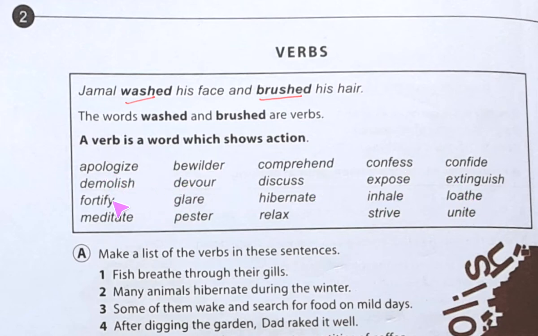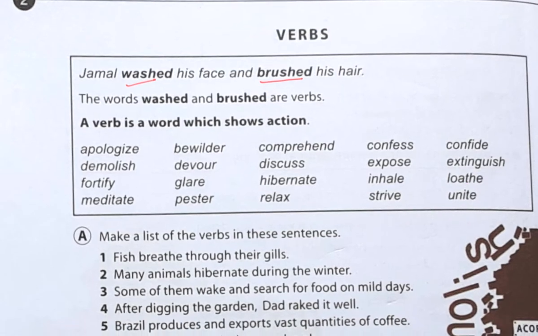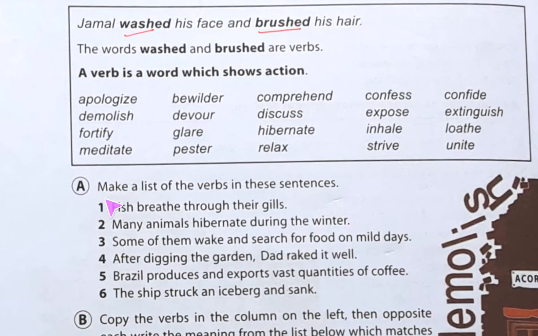And there are some examples of verbs: apologize, demolish, fortify, meditate, bewilder, devour, glare, pester, comprehend, discuss, hibernate, relax, confess, expose, inhale, strive, confide, extinguish, loathe, and unite. After this, there is one exercise. Let's see what it says. Exercise A: make a list of the verbs in these sentences. I am not going to make any list, I am just underlining the verbs. At your home, you can make a list in your copy.